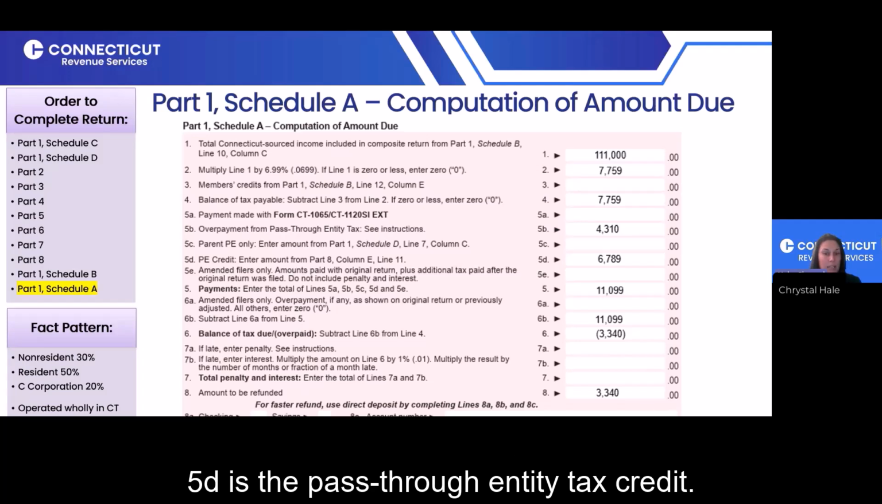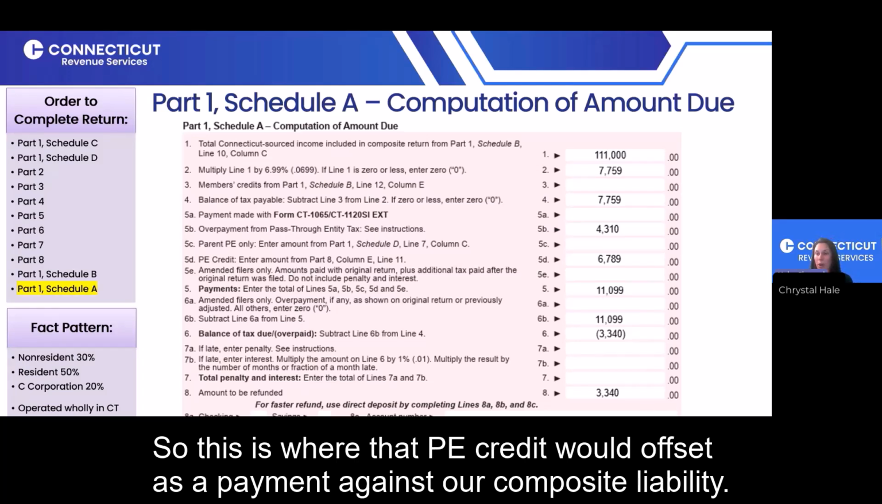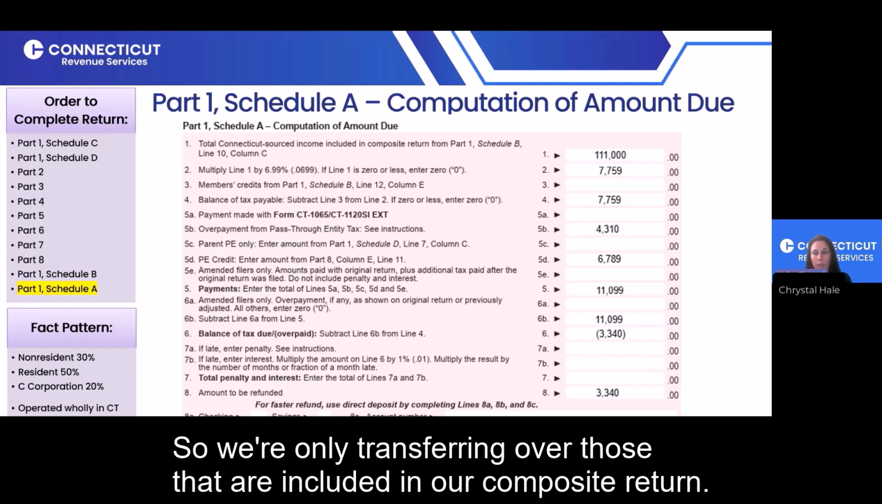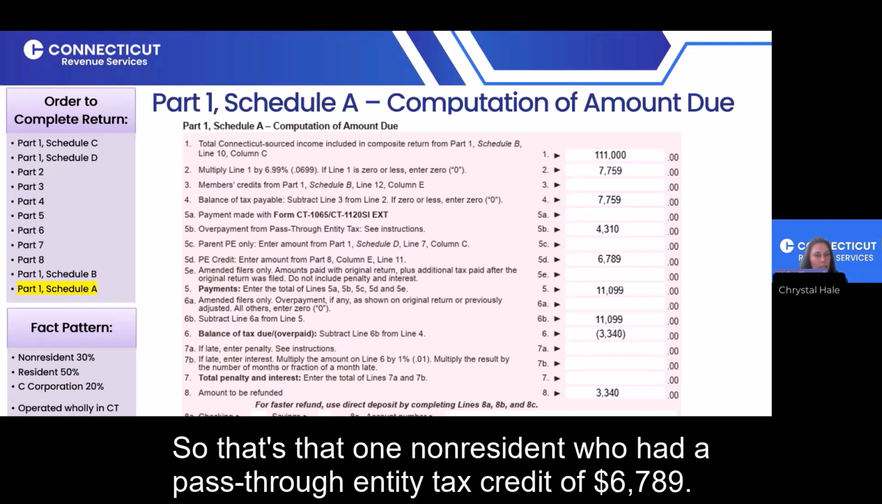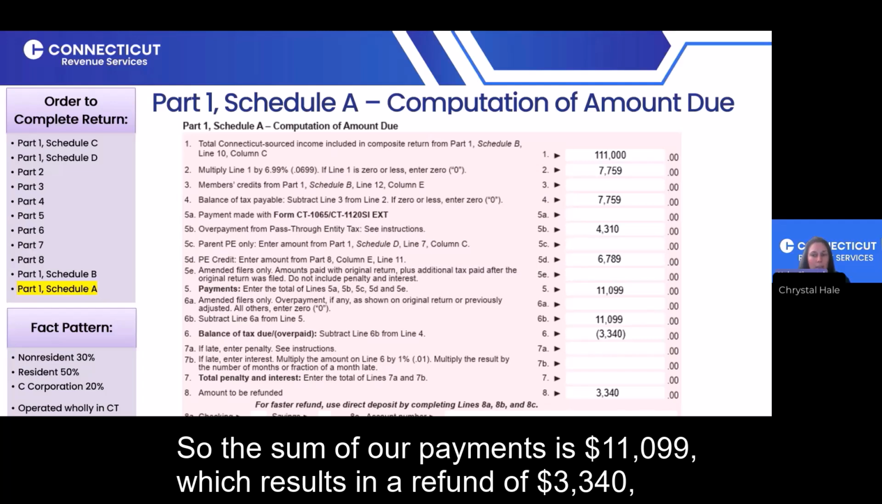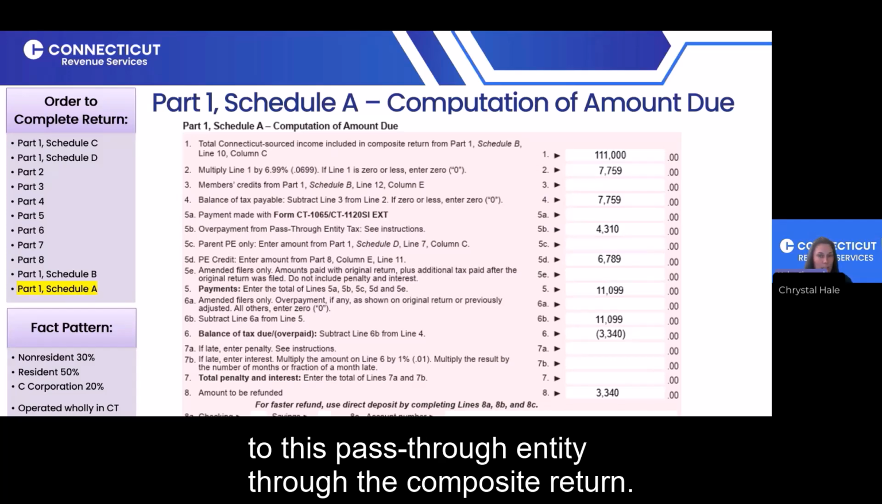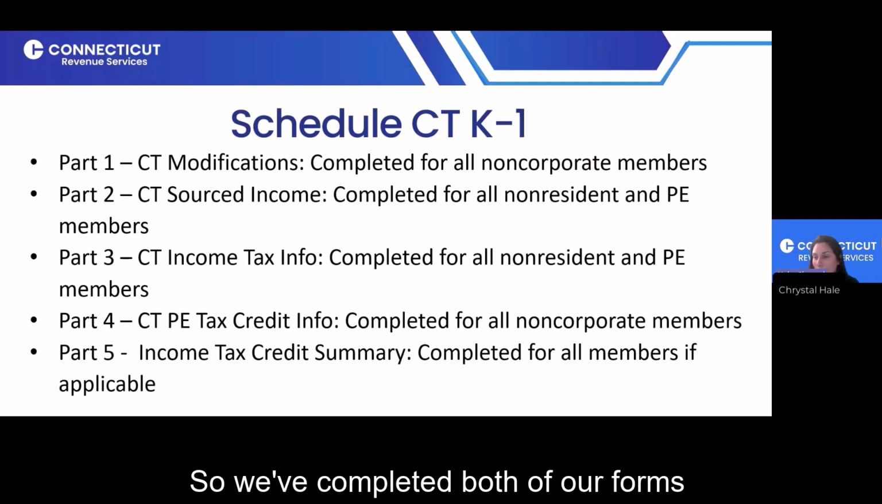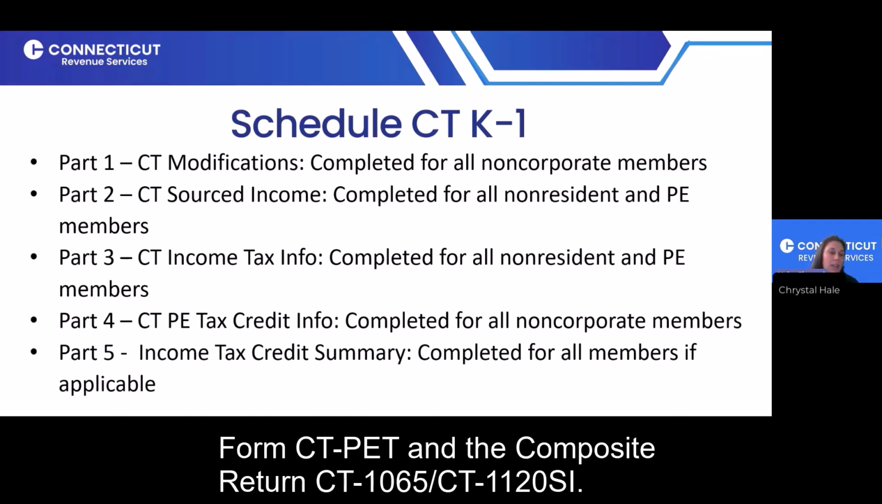5D is the pass-through entity tax credit. So this is where that PE credit would offset as a payment against our composite liability. So we're only transferring over those that are included in our composite return. So that's that one non-resident who had a pass-through entity tax credit of $6,789. So the sum of our payments is $11,099, which results in a refund of $3,340 to this pass-through entity through the composite return. So we've completed both of our forms, Form CT-PET and the composite return CT-1065, CT-1120SI.